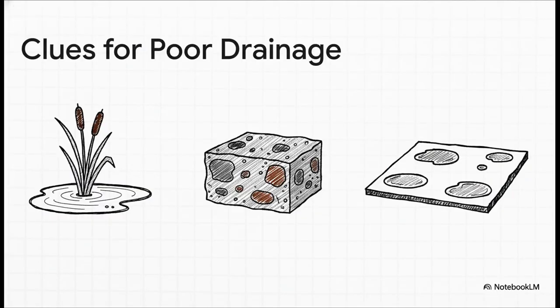So, how can you spot a drainage problem when you're out in the field? Well, you look for clues. Are you seeing plants that just love water, like cattails? If you dig a hole, do you find these weird spots or splotches of different colors? That's called mottling, and it's a classic sign that the water table is moving up and down. And of course, the most obvious clue of all, does water just sit there in puddles after it rains?